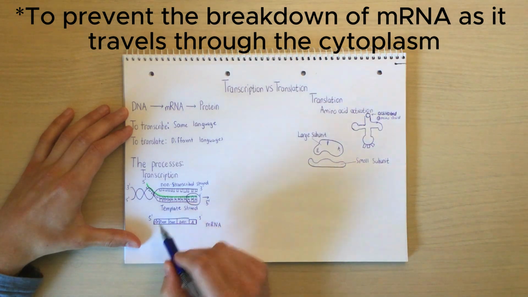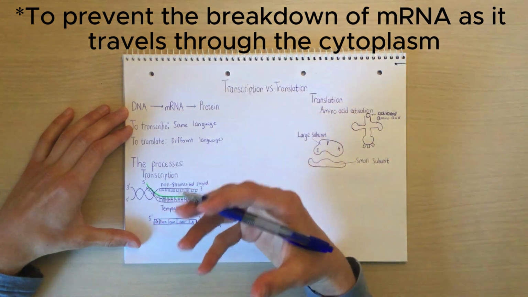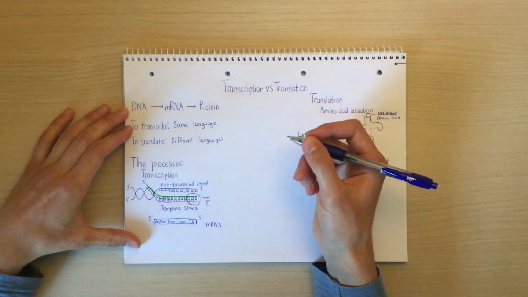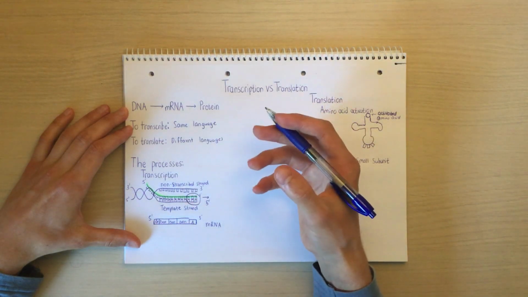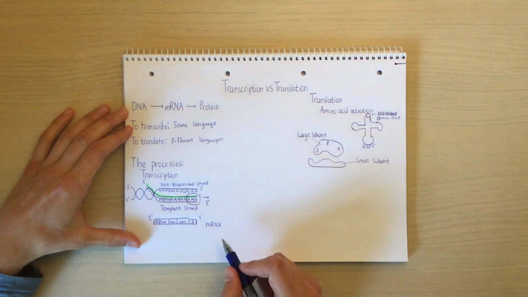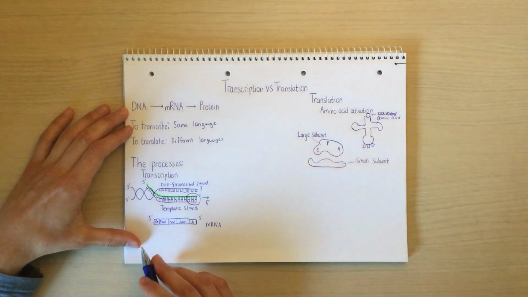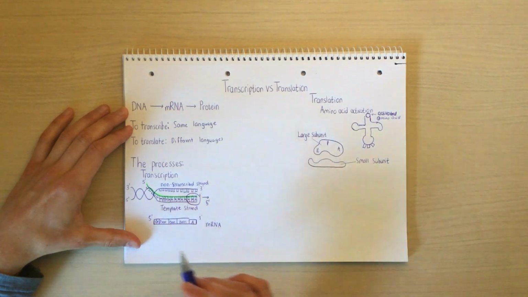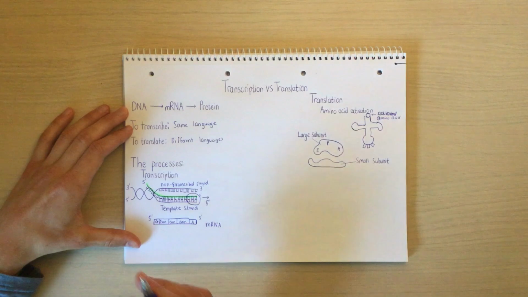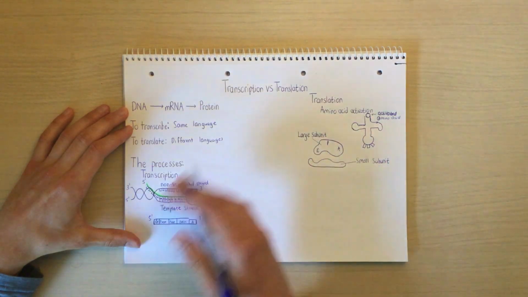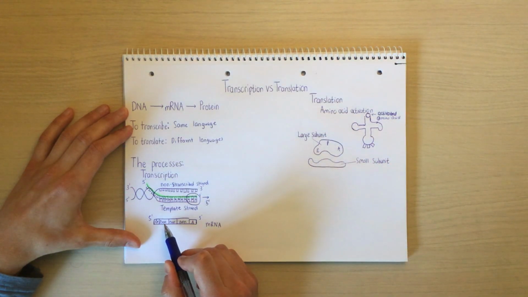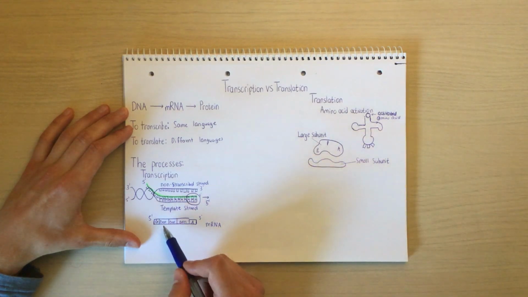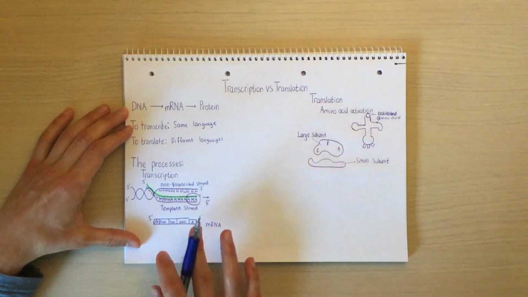And in DNA, we have sequences that don't code for a polypeptide, and they're called introns. In post-transcriptional modification, those non-coding sequences of mRNA are removed, and only the coding sequences, the sequences that code for a polypeptide, are left, and they're called exons, and they're joined together.